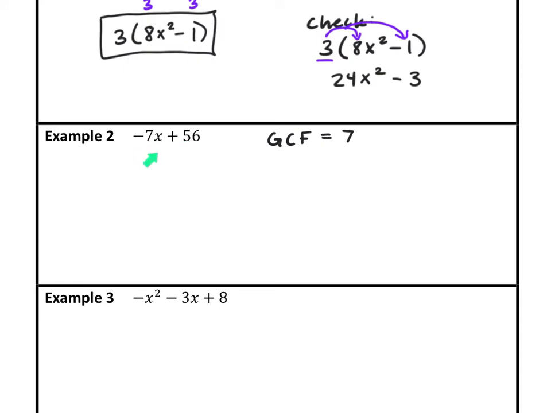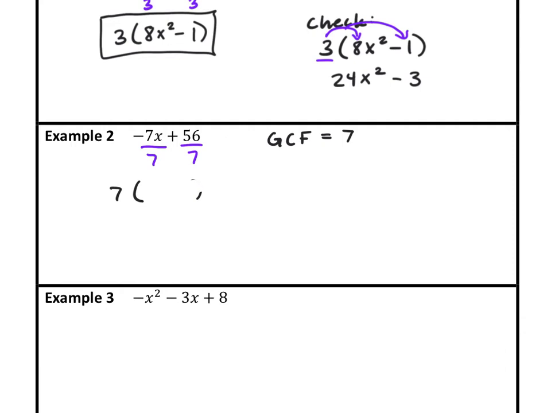Do both of these terms have an x? Do both of those terms have an x? You would say no, right? So the greatest common factor is 7. So remember, we're going to divide both of these by 7. And then we're going to write the GCF in front of a parentheses, and then whatever we get when we divide, we're going to write it out in the parentheses. Okay?